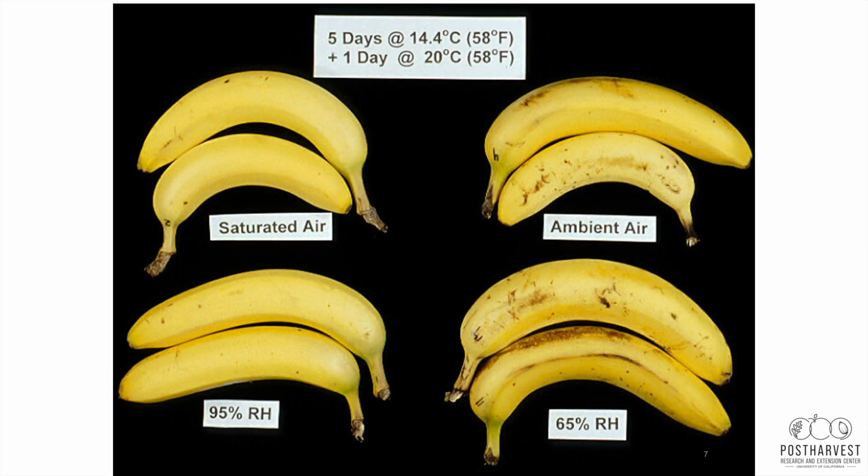So this slide shows the impact of relative humidity. This is work that was done here at UC Davis. Here are bananas that were ripened under 100% relative humidity and 95% humidity. And then here is one that was ripened under 65% humidity. And the point here is that the low humidity accentuates the scuffing and it enhances the browning of the peel when the fruit is ripe.